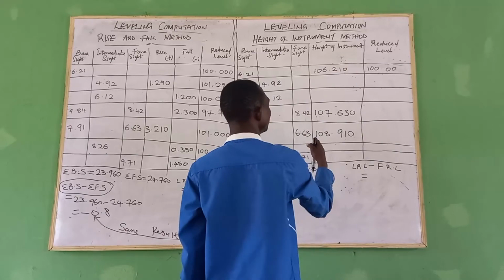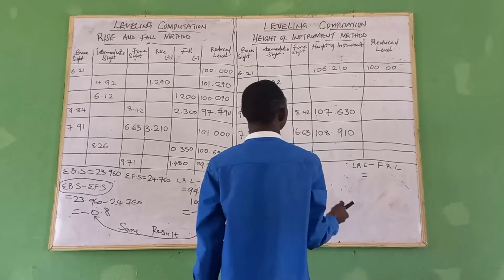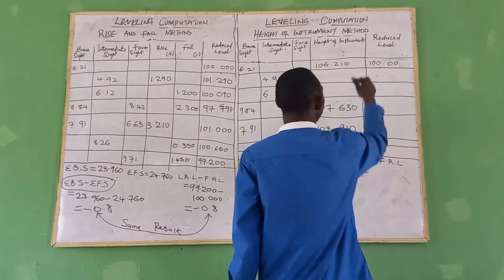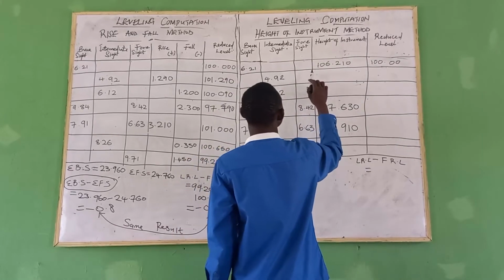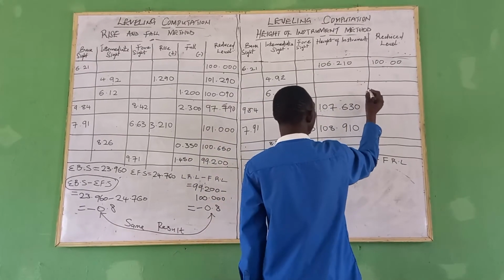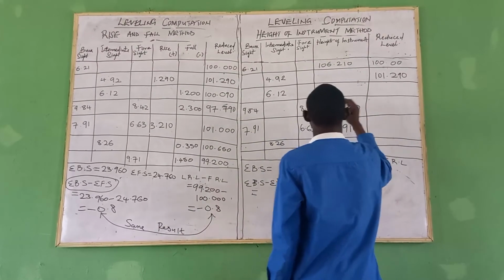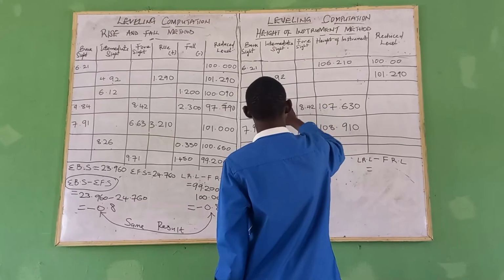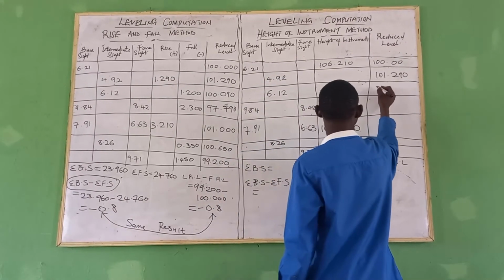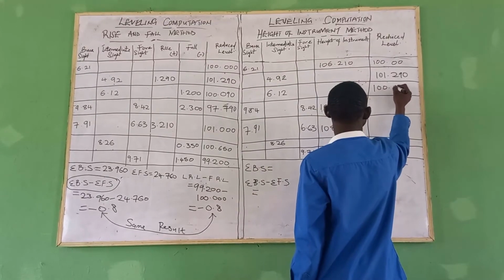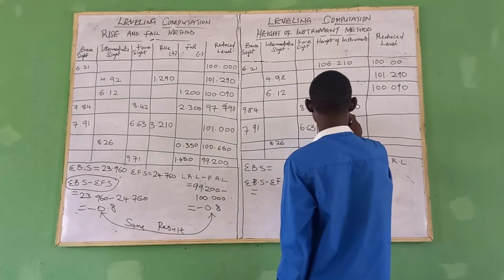Then after you've obtained your height of instrument values, you have to get your reduced level values. To get our reduced level, subtract 4.92 from 106.210. What do we have? 101.290. Then 6.12 subtract from 106.210. What do we have? 100.090.